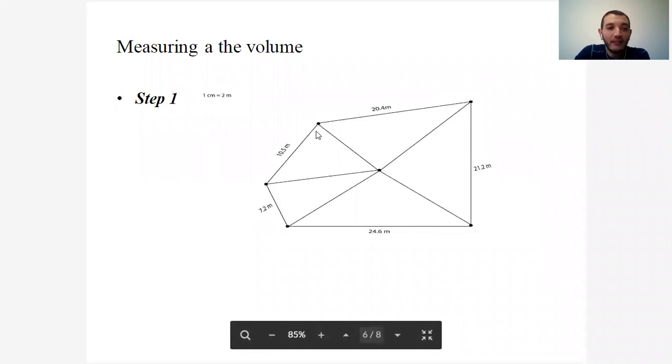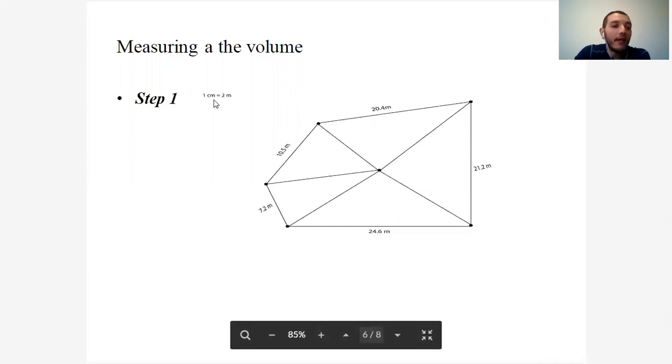I know this distance because it's given in the table. So this distance, or the length, is given in the table. But I need to determine the length of the sides. How do I know the length of the sides?